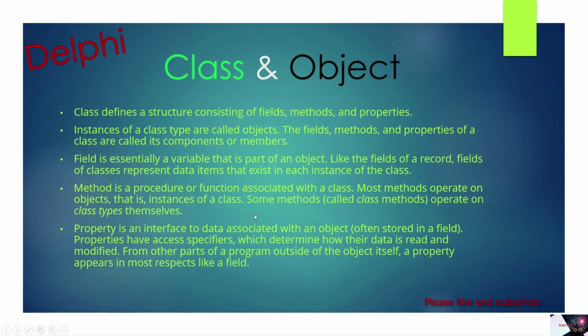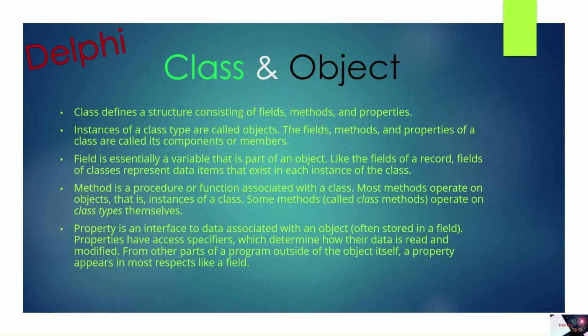And a method is a procedure or function associated with the class, right? Most methods operate on the object, that is, the instance of the class. Some methods are class methods that are called by the class, right? So there is no need to call them through an object of the class.